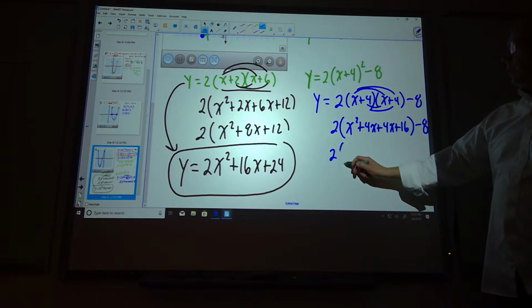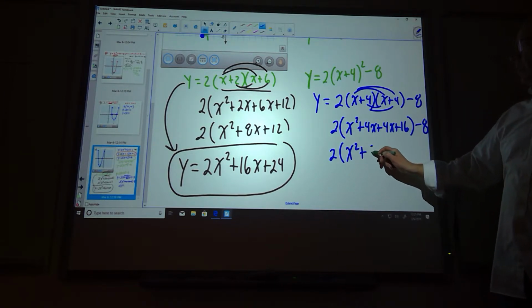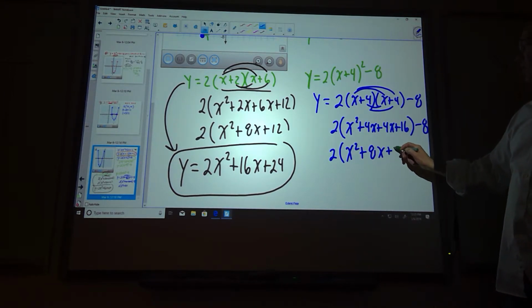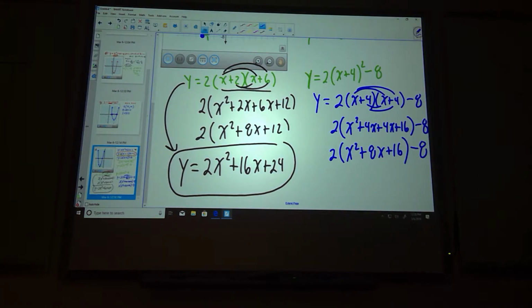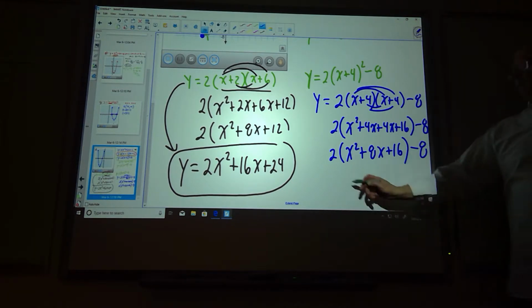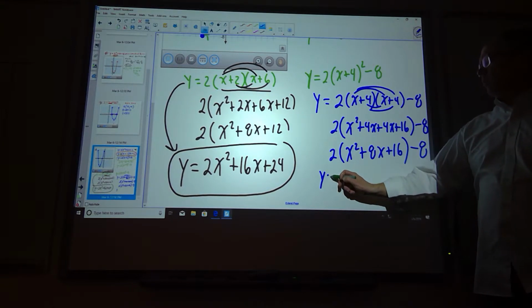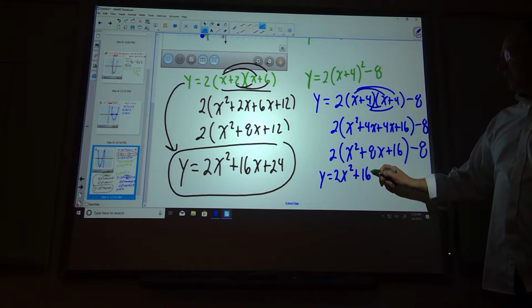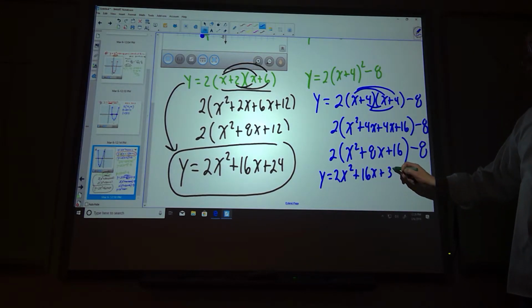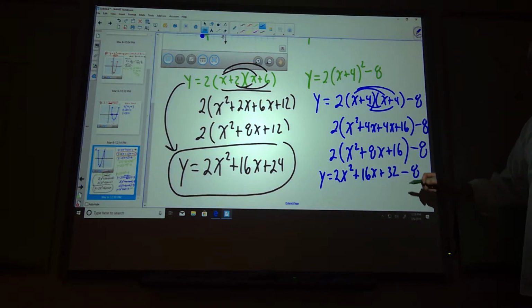I have 2. Let's combine like terms. x squared plus 8x plus 16. And then I have to remember minus 8. Is that okay? If I want to get rid of the parentheses, I can distribute the 2 over the part in the parentheses. So that's going to give me y equals 2x squared plus 16x plus 32 minus 8.